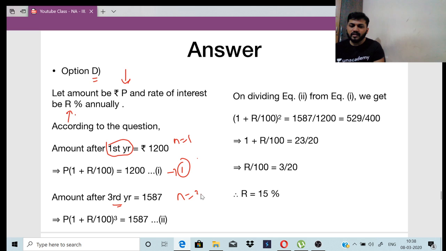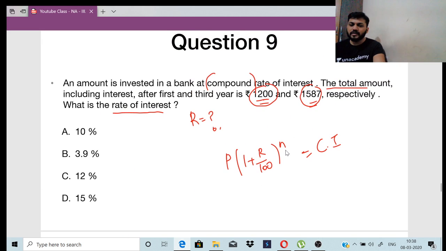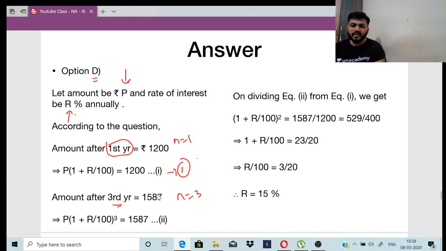Similarly, find out for the third year. Here n will be 3. So P into 1 plus R by 100 power 3 equals 1587. Right? Divide both the equations. P cancels with P. So 1 plus R by 100 power 3 divided by 1 plus R by 100 power 1 gives 1 plus R by 100 whole square.